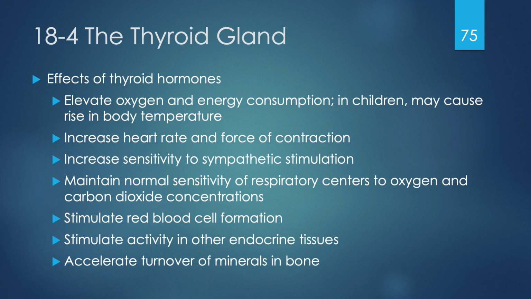Thyroid hormones will also increase our heart rate and the strength of our contractions, and that sends blood out to our distal areas. Also, it increases the sensitivity of our bodies to sympathetic stimulation. Thyroid hormones also help to maintain the normal sensitivity of our respiratory centers, and this allows us to maintain oxygen and carbon dioxide concentrations within normal limits. Thyroid hormones also stimulate red blood cell formation, as well as stimulate activity in other endocrine tissues. And probably most importantly, our thyroid hormones help to turn over minerals in bone more quickly.